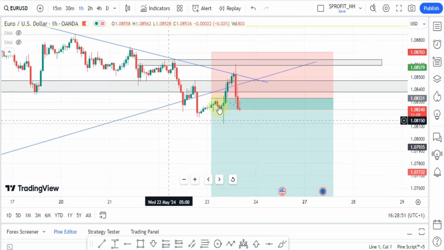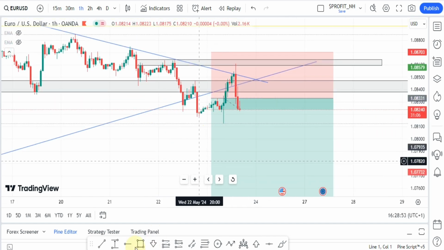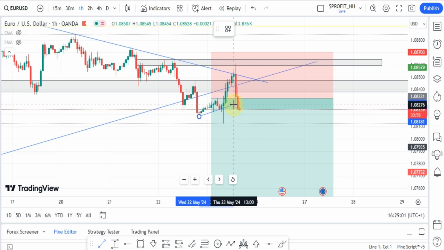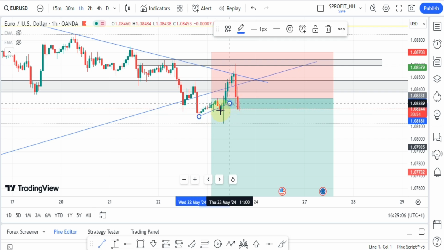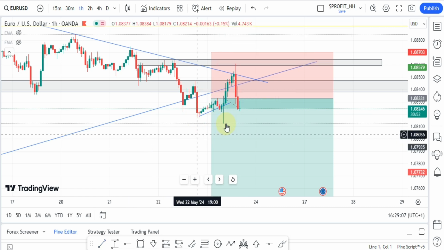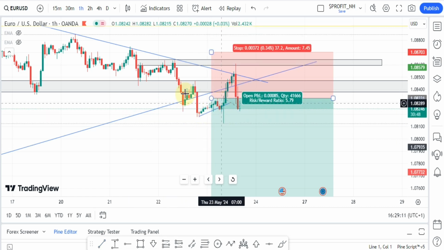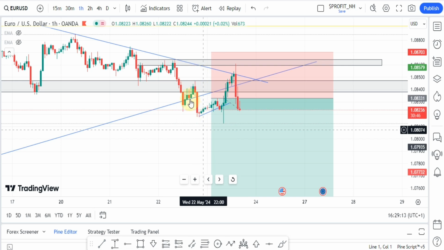So after taking my early entry at this point, this is what I saw before taking my entry. We had this structure at this point down here. The market came, broke below this structure. I decided to take my early entry at this point because this market had already broken below this area.